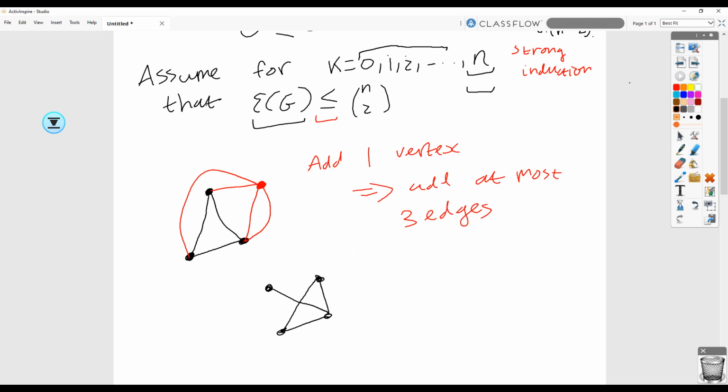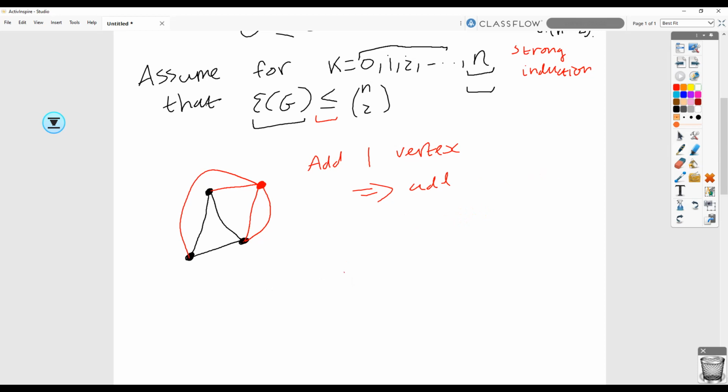If I add another vertex, then I can add 1, 2, 3, 4 edges, and clearly I can't add any more, because then I would violate the multiple edges condition. So I think we can quite nicely extend that. I mean, I think you could basically prove that by induction.